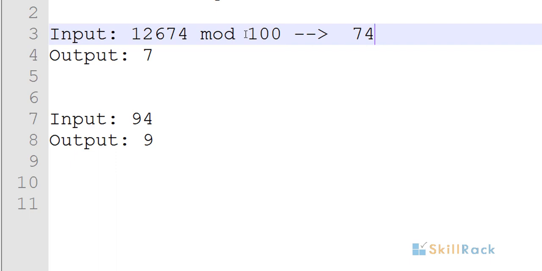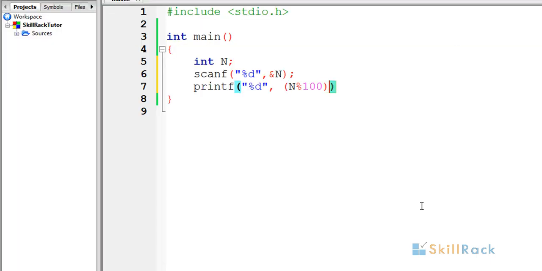So in this 74, we divide it by 10 so that we get 7. The 4 is discarded as it is an integer arithmetic operation, right? It is not 7.4 but just 7. So that is the logic we are going to follow.